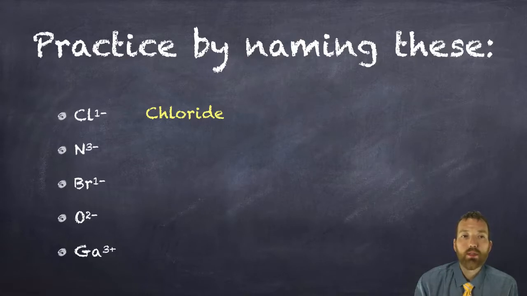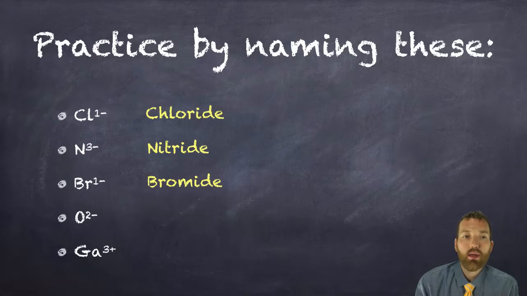N, of course, is nitrogen. It's going to gain 3 electrons and become nitride. Br is bromine. It's going to gain 1 electron and become bromide. O is oxygen. We'll change that ending to oxide when it gains 2 electrons.